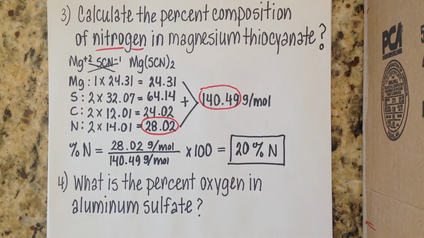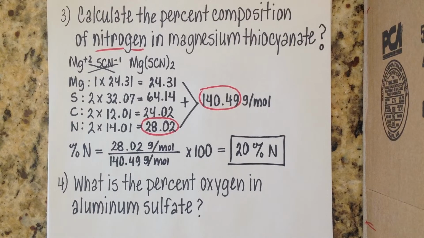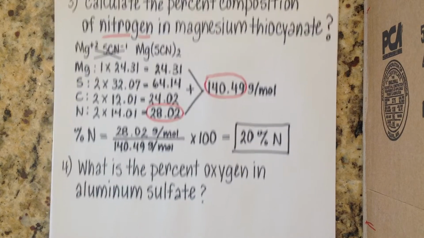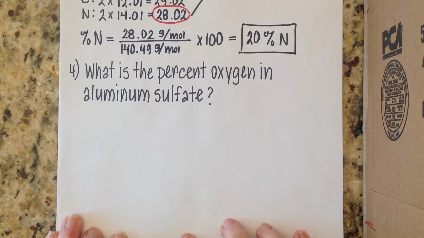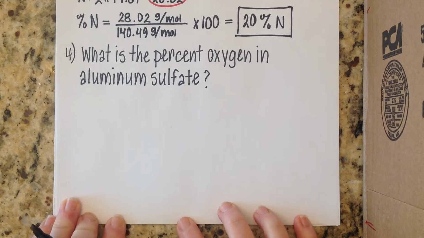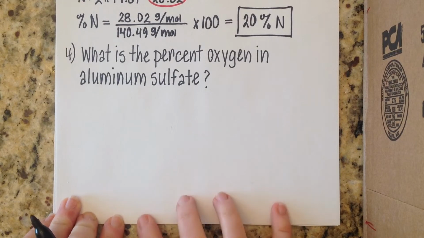So that was a good little review as well on how to handle parentheses when you're finding molar mass. We have one more that we're going to do together, and then I'm going to give you a few to try on your own. Number 4 says, what is the percent oxygen in aluminum sulfate?